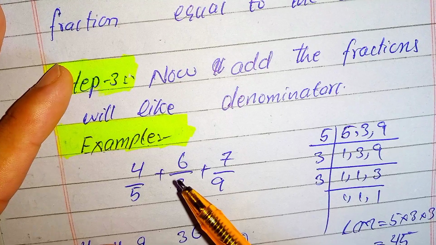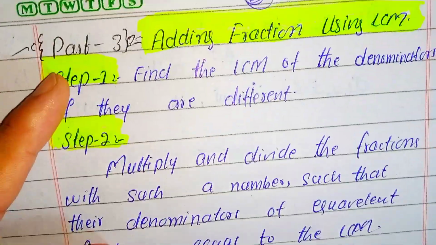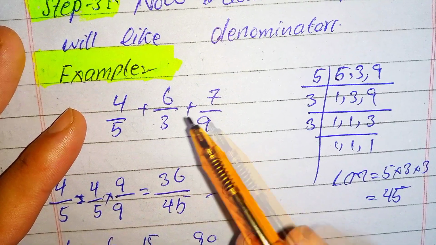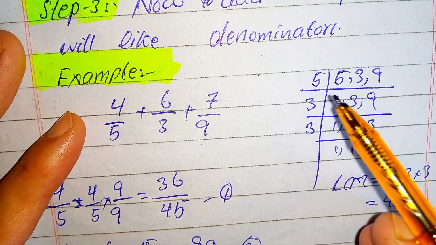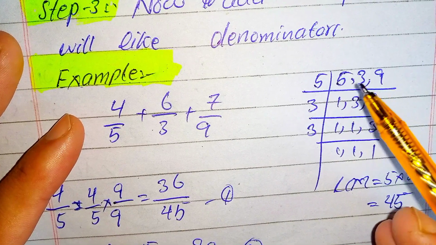For example, if we want to add 2 or more fractions with unlike denominators, then we have to use this method. So first of all, we have to find the LCM of the denominators of these fractions. So we will write the denominators in a row and divide the denominators by the least common divisor.